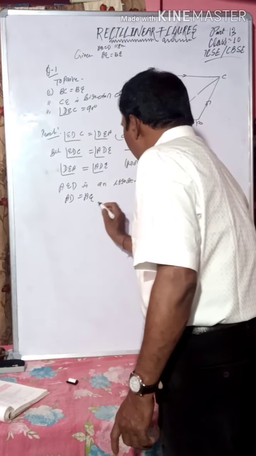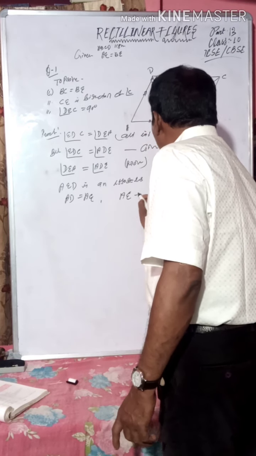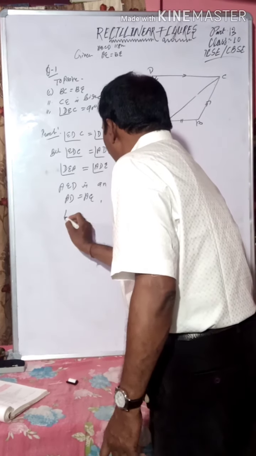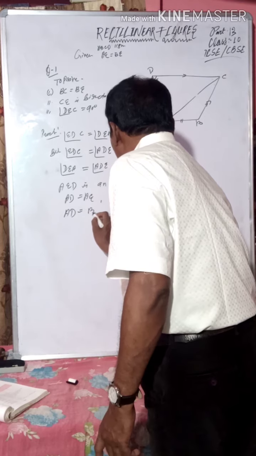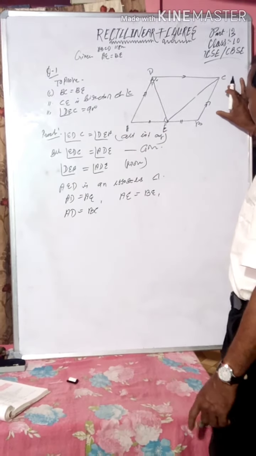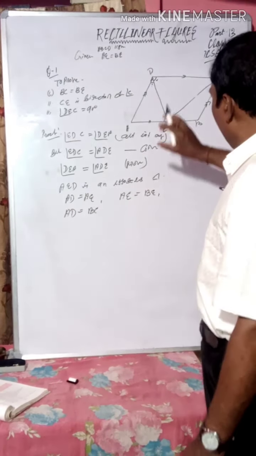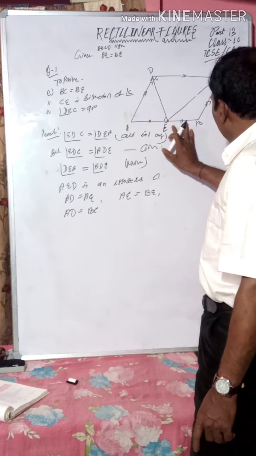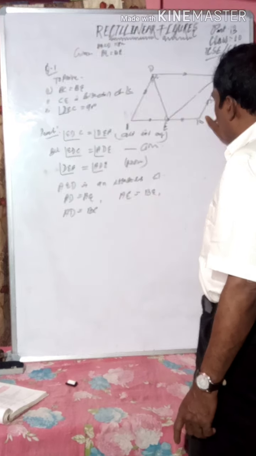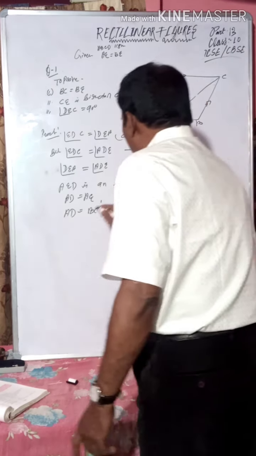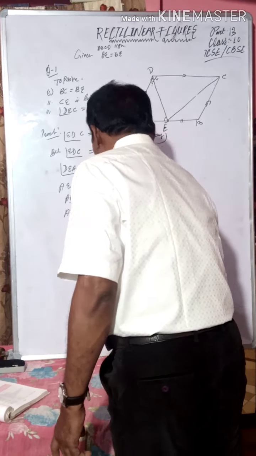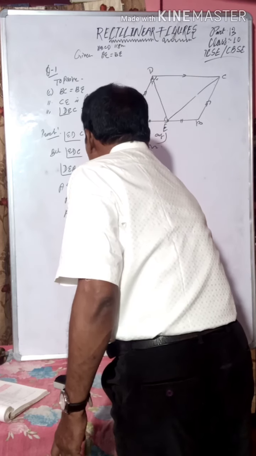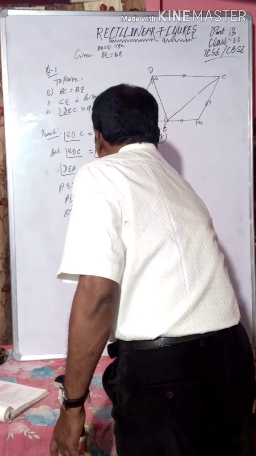As AE is equal to BE and AD is equal to BC, as ABCD is a parallelogram, AE is equal to EB and AD is equal to BC. So EB is equal to BC, or BC is equal to BE.